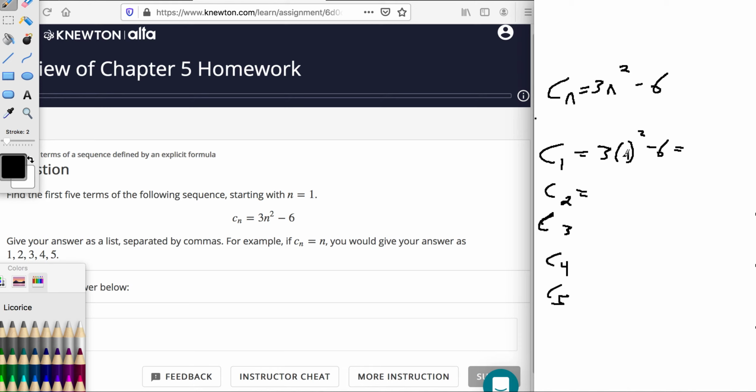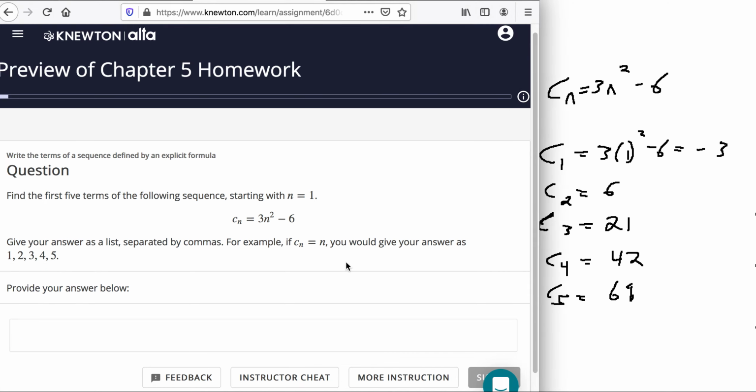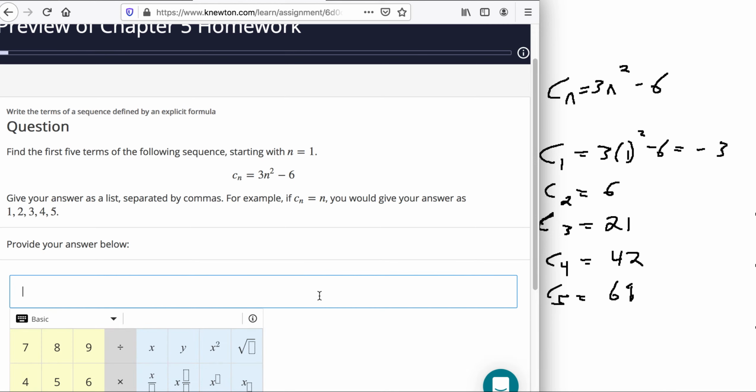So the first term is just going to be 1 squared makes 1, 3 times 1 makes 3, 3 minus 6 makes negative 3. Plug in the second term. 2 squared is 4, 4 times 3 is 12, 12 minus 6 is 6. Okay, plug in 3, 3 squared is 9, 9 times 3 is 27, 27 minus 6 is 21. Do the same thing with 4, you got 16 times 3, 48 minus 6 is 42, and 5 squared is 25, so 75 minus 6 makes 69. So that's the comma separated list they're looking for.